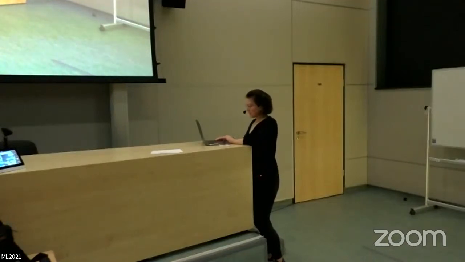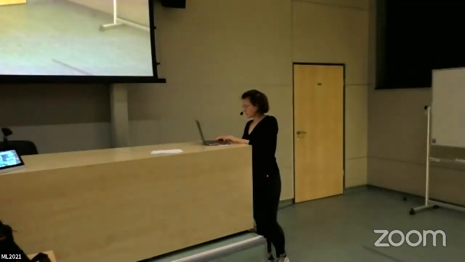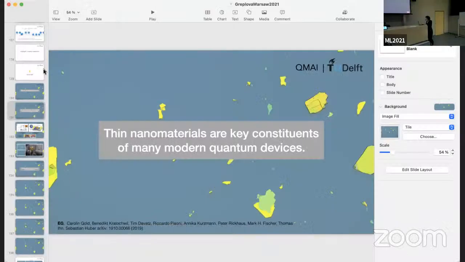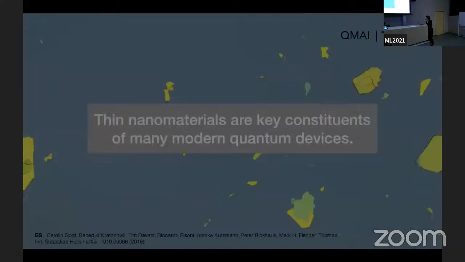In the meantime, I want you to think about, if I ask you what are two-dimensional materials, is this something that means anything to you? Now my Zoom crashed again. Interesting. Okay, let me try again. Okay, there we go.